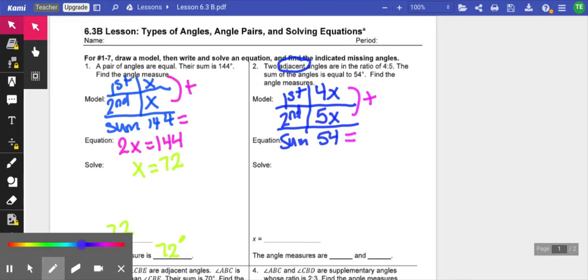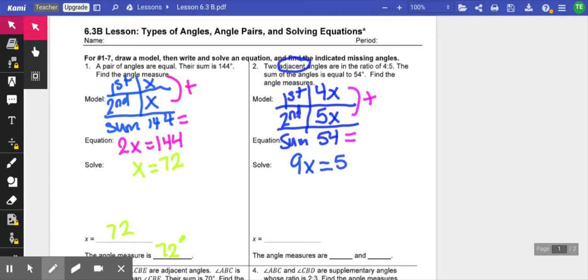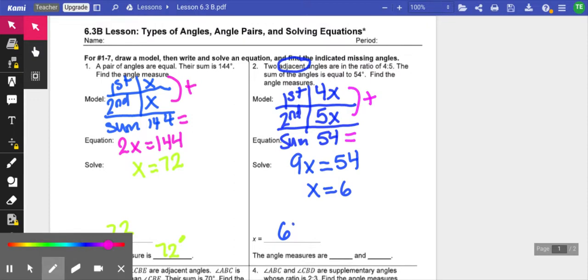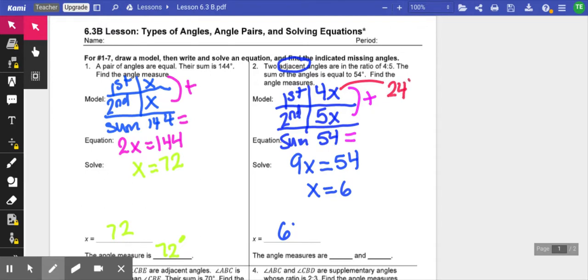So I'm going to go ahead and write my equation. I know that 4x plus 5x, well, that's 9x. So 9x equals 54. Then I can solve. I'm going to divide by 9. I get x is equal to 6. And then I got to plug back in. So if I plug back in here, 4 times 6 is 24, and 5 times 6 is 30. And that does, in fact, add up to 54, so I know I'm okay. So the angle measures are 24 and 30.